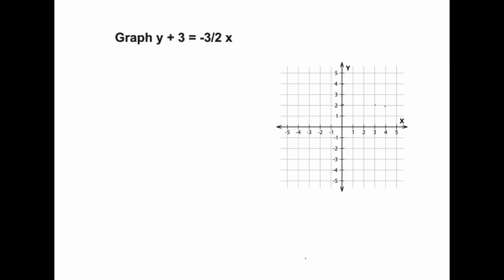If you thought it's not in y equals mx plus b format, you're correct. We have to move this plus 3 to the other side so that we have just y equals. To do this, we have to do the inverse operation of adding, which is subtracting. And what you do to one side, you must do to the other. So rewriting it, we have y equals negative 3 over 2x minus 3.